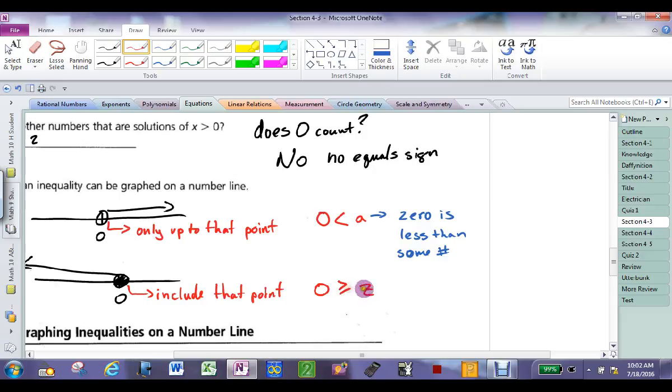Okay, so what would I do down here to make the same graph with 0 and Z? Greater than or equal to Z. Because that says 0 is greater than. Everybody good? Okay.